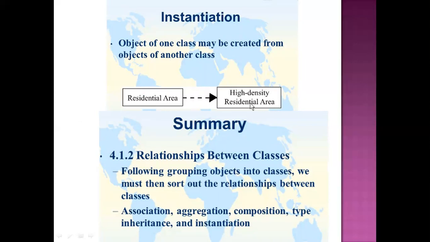So, a summary of the object-based vector data model. It involves relationships between classes. Following the grouping of objects into classes, we must then sort out the relationships between classes. All these are association, aggregation, composition, type inheritance, and instantiation.